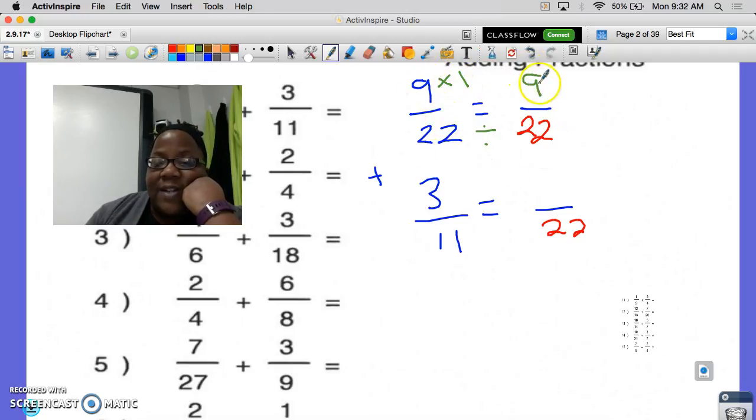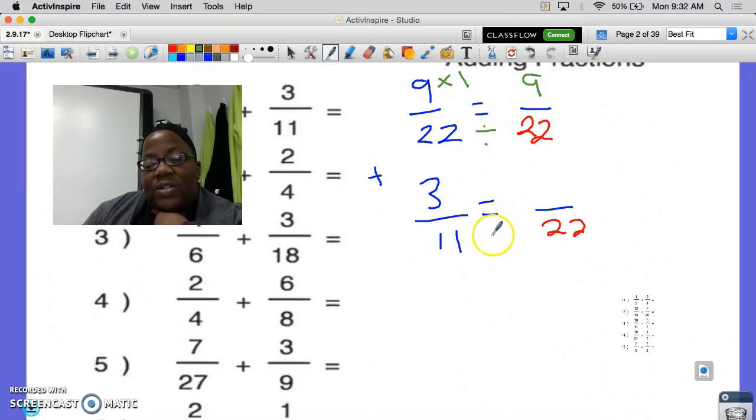Hey, notice how that fraction didn't change? That's quite common and typical when we start with easier fractions. Yes, these are easier fractions, okay? So let's do the same method down here. Again, we will divide the denominators, okay? 11 will go into 22 how many times?